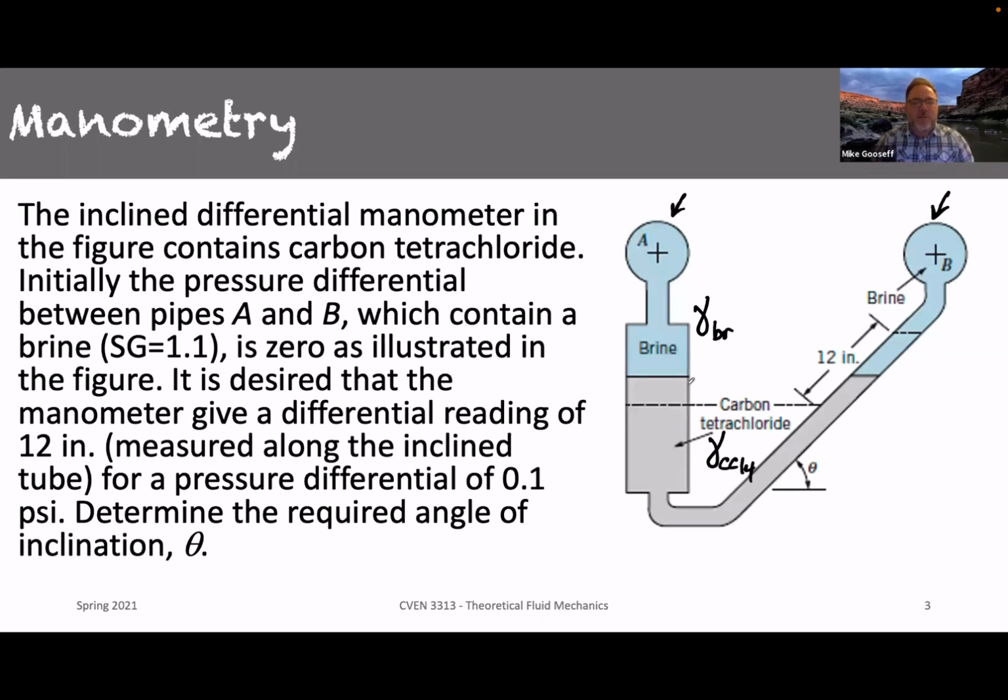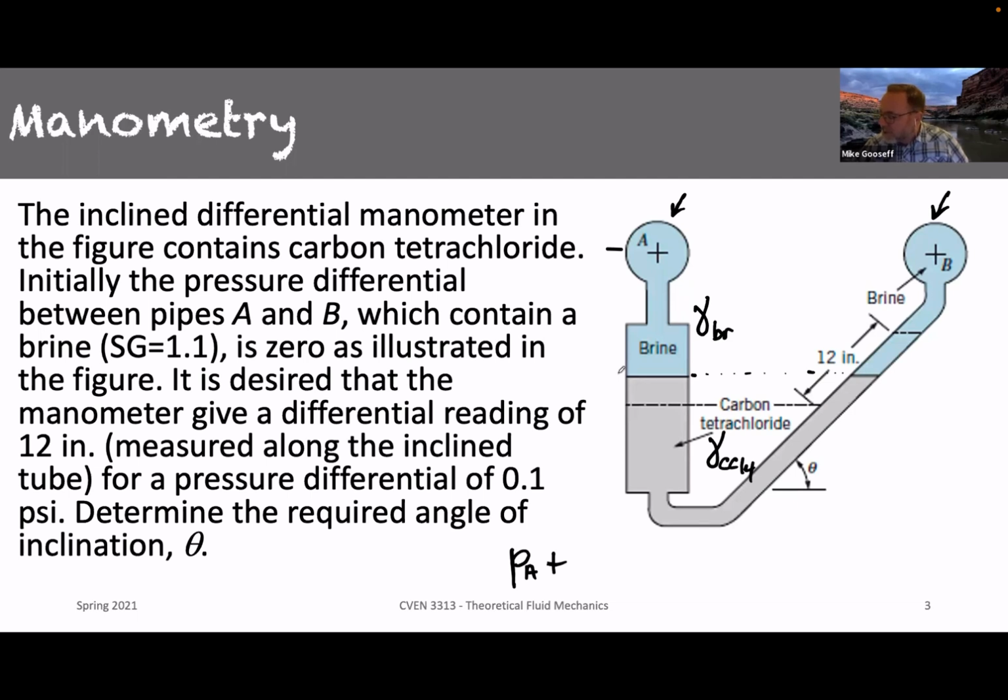Initially, the pressure differential between pipes A and B, which contain a brine, is 0, as illustrated in the figure. So in other words, PA is equal to PB, and this interface is at the same elevation as this interface on the other side. Okay, so I'm just going to write this equation before we read the rest of this. PA plus, some height here.